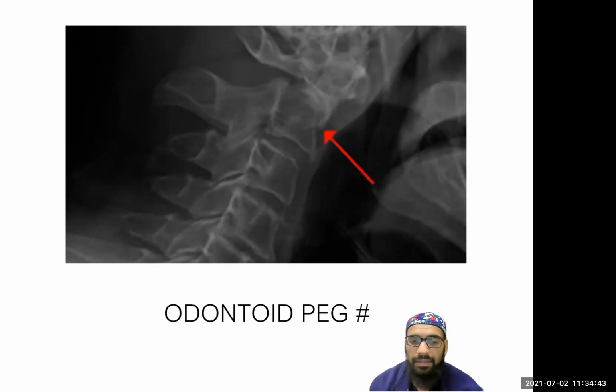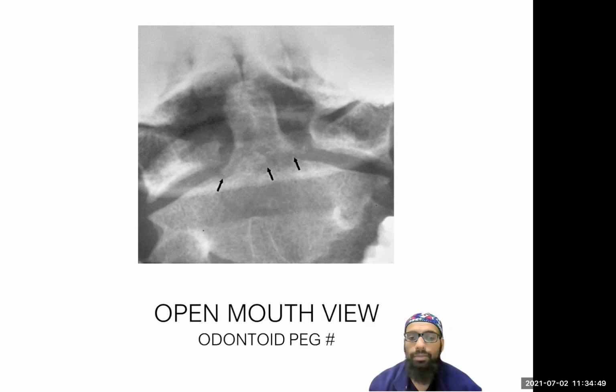Now, how do we get a better look at C1 and C2? The way that we do that is that we do an open mouth view. All right. So an open mouth view is exactly what it is, straight through, so that you can see C1 and so that you can see C2. Okay. Now, this is the open mouth view of this odontoid peg fracture. This is actually an unstable one that would require referral to a spinal unit.